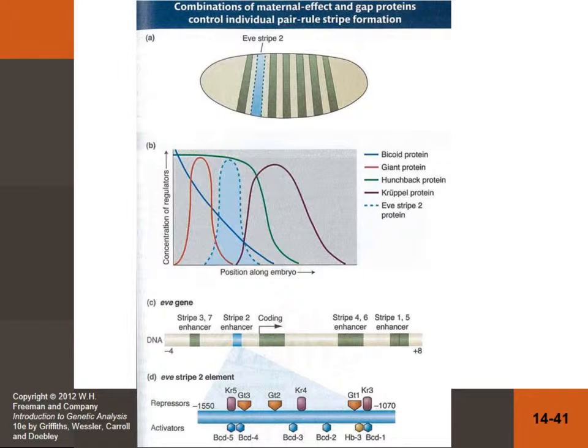And in D, they found that in the enhancer region, there were several binding sites for each transcription factor. That is for the repressors, giant and Krüppel, and for the activators, bicoid and hunchback. So the net output of this combination of activators and repressors and their relative levels is the expression of the narrow Eve stripe number 2 within the embryo.